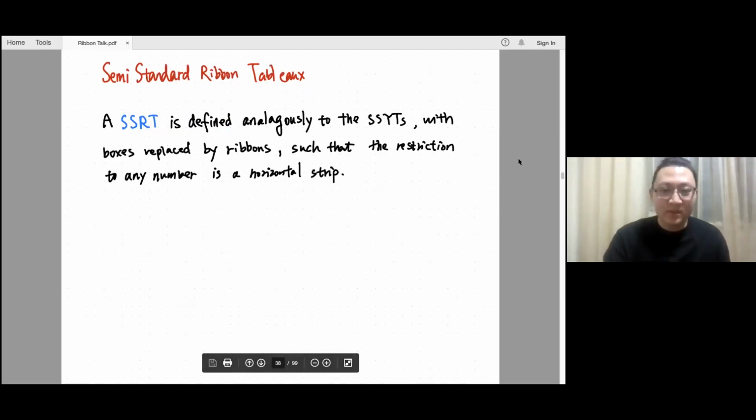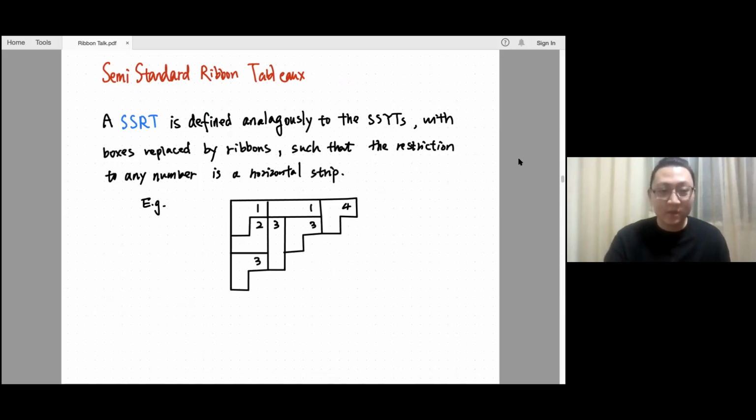All right, now with these definitions, we can define what is called the semi-standard ribbon tableau. It's going to be defined analogously to Young tableaux, but instead of putting boxes on a Young diagram, we put ribbons on a Young diagram. So we first fill out a Young diagram with ribbons, and then fill out the ribbons with numbers.